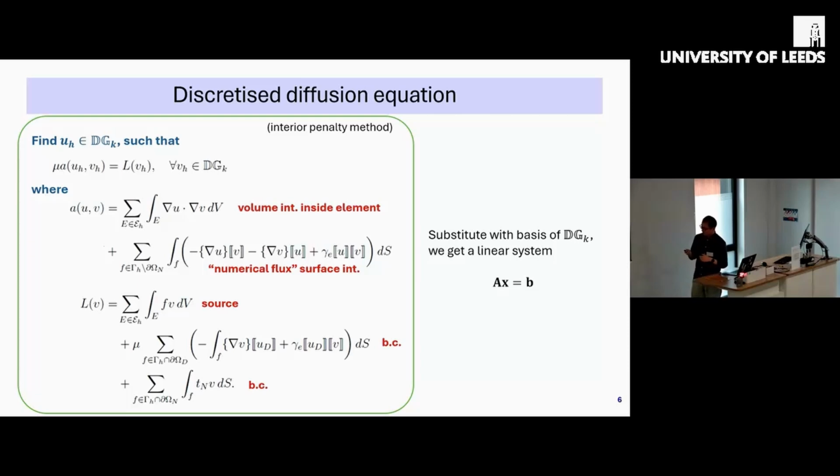And the linear form on the right-hand side accounts for the source in the governing equation, and the Dirichlet and Neumann boundary conditions. Once you replace these discontinuous functions with a nodal basis, you get a linear system, Ax equals b, and we are going to solve that system with a multigrid method.